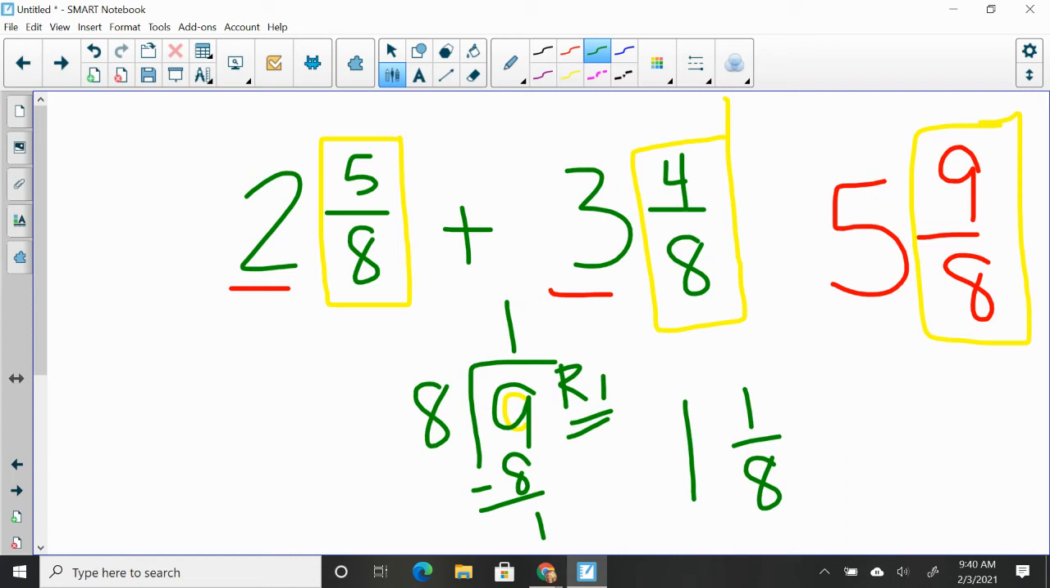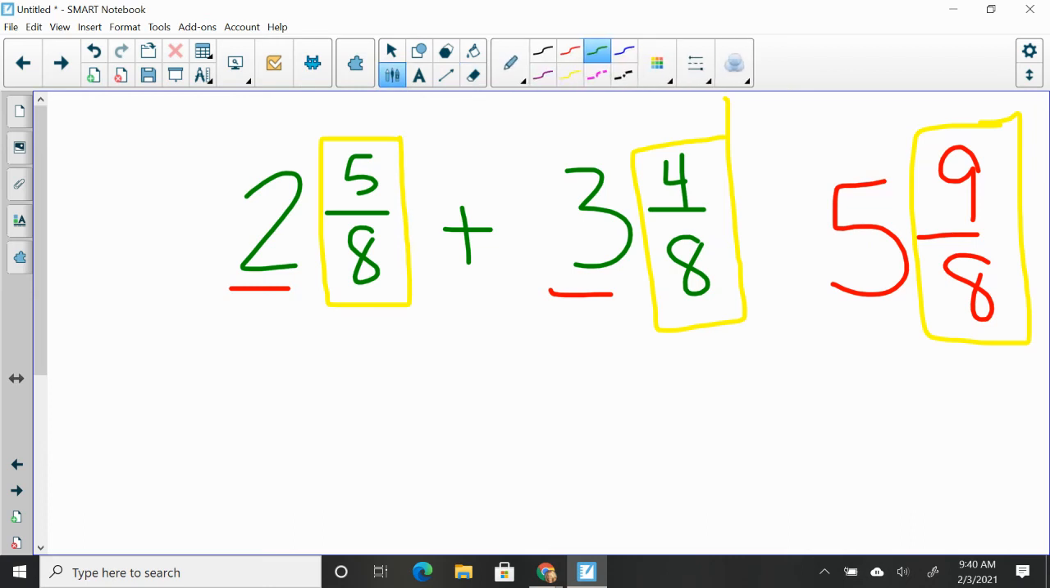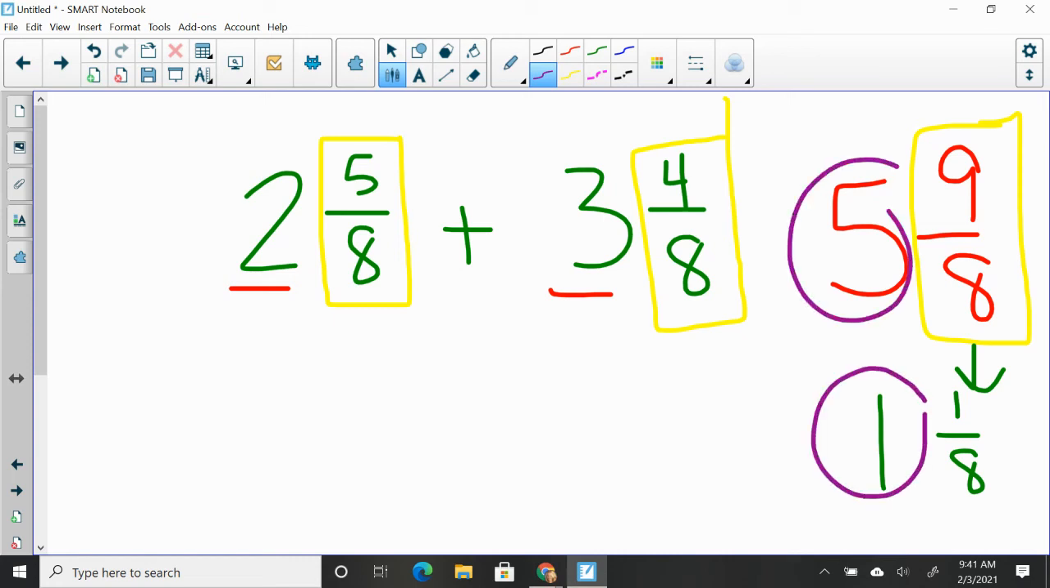So if 9/8 is, let me erase some of this. This is junking up my screen. So we said that 9/8 is 1 and 1/8. So then my answer is going to end up being what? I had 5 and 9/8. Yep, I transferred 9/8 to 1 and 1/8, but then I had to add that to that 5 whole that I had up here. So my answer is 6 and 1/8.